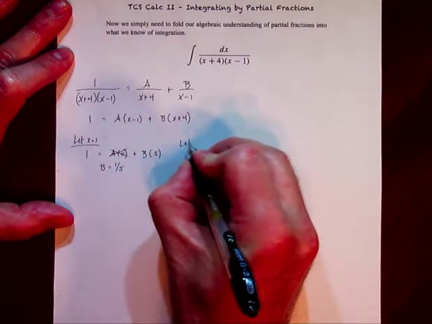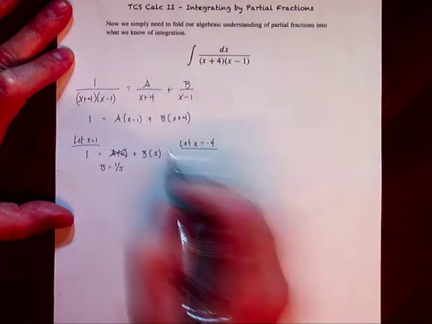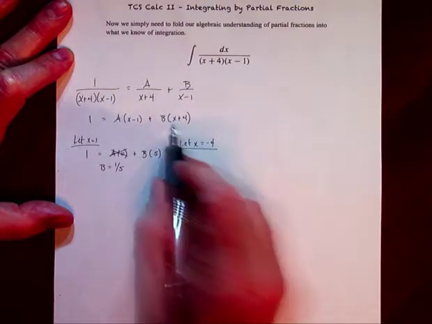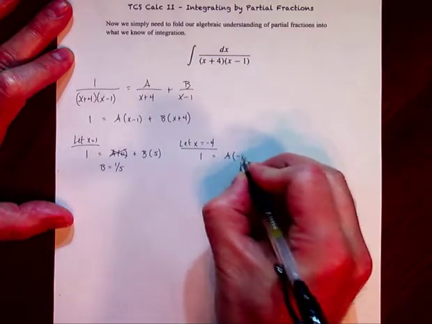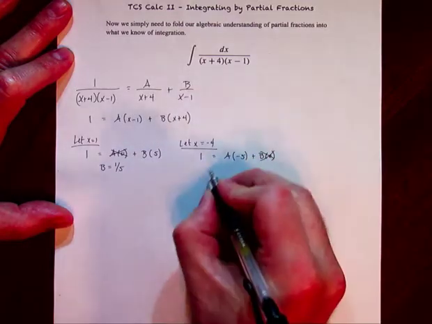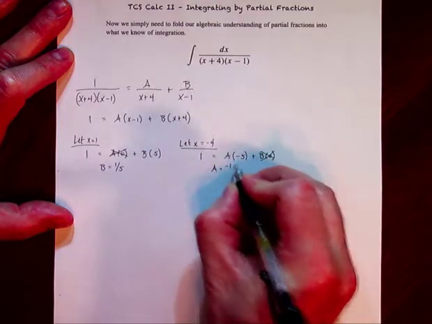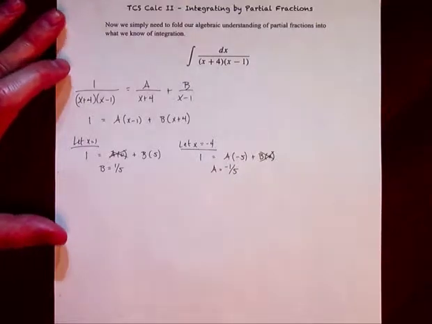Now I'm going to turn around and do it for the other expression. Let x equal negative 4, because when x is equal to negative 4, x plus 4 is 0. And I'm left with, this becomes negative 5 plus B times 0. That cancels out. Again, that was kind of the point. And I'm left with A equal to negative 1/5 and B equal to 1/5.